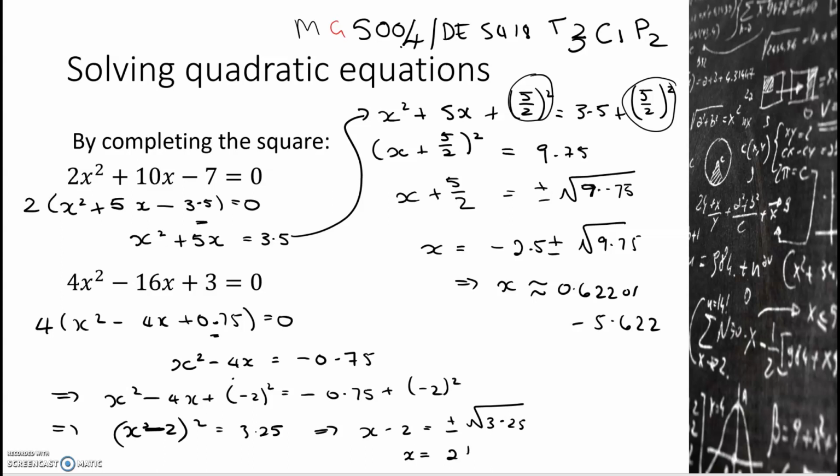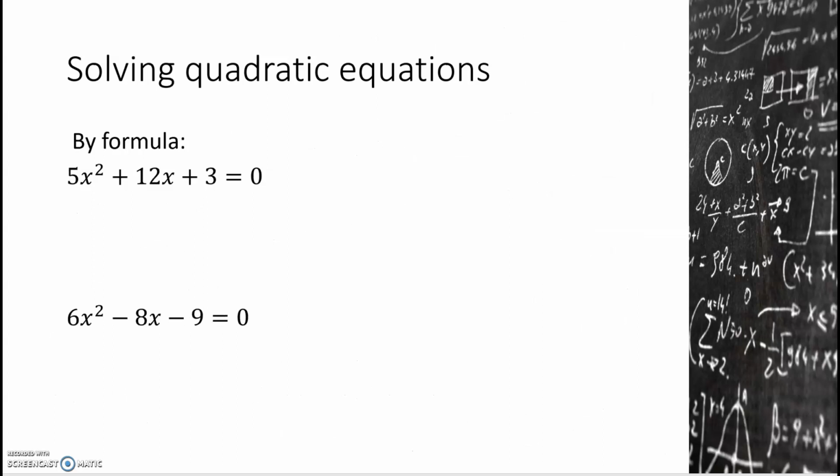So x equals 2 plus or minus root 3.25, and that equals approximately either 0.197 or 3.803. So that's 2 ways of solving a quadratic.